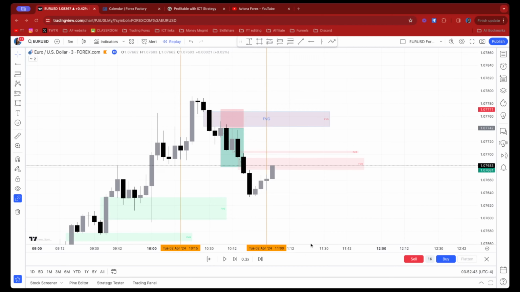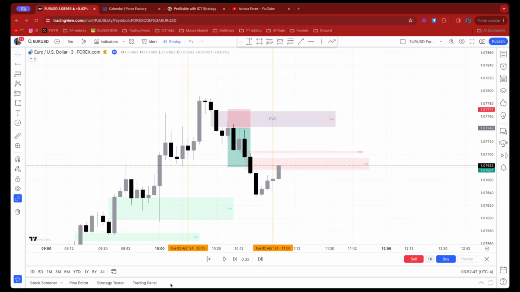Awesome. What you can take away from these price movements from 10:15 until 11 a.m. New York local time on the 2nd of April 2024 is: always wait at least 15-20 minutes for the red news to be over. So red news, we're at 10, we wait at least until 10:15 to enter and to think about entering any possible trade.